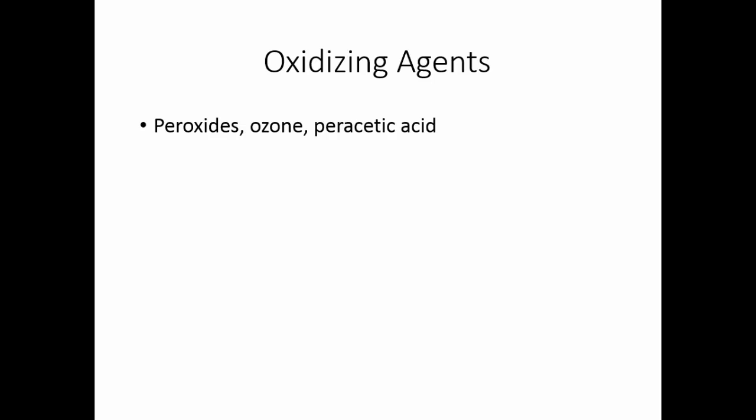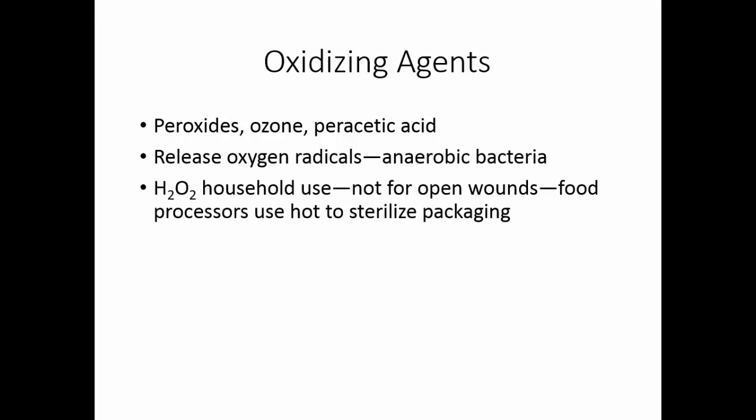Oxidizing agents are things like peroxides, ozone, and peracetic acid. These release oxygen radicals, and oxygen radicals will destroy anaerobic bacteria. Hydrogen peroxide is used commonly in the household. Many people erroneously pour it on open wounds to sanitize open wounds. Human tissue has catalase in it, so that peroxide is immediately broken down to water and oxygen and has no killing power left at that point.